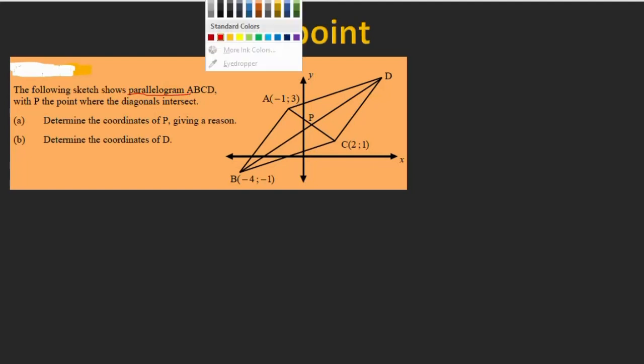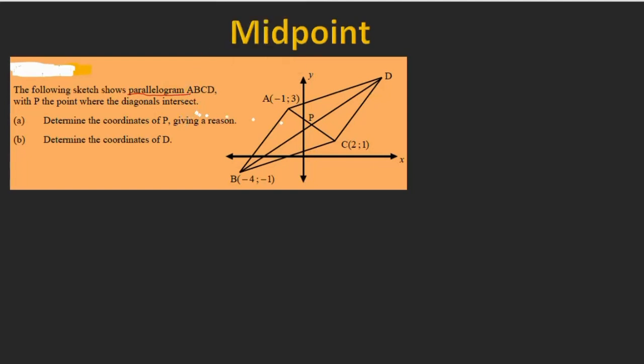Parallelogram, right? So they are saying there is a parallelogram A, B, C, D. I'm sure you can all see that. And then with P, the point where diagonals intersect. The first question now says, determine the coordinates of P.